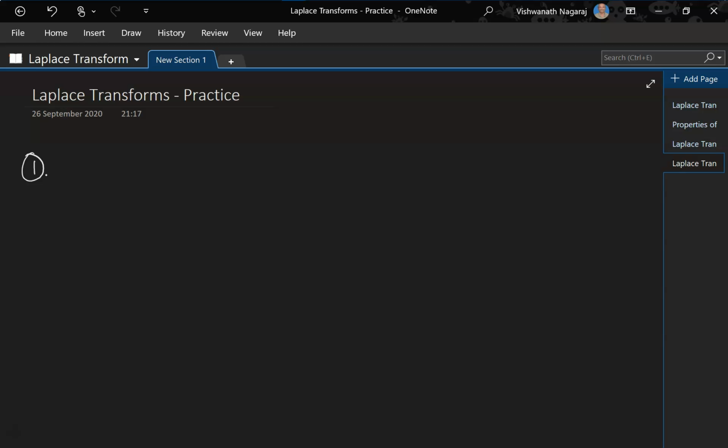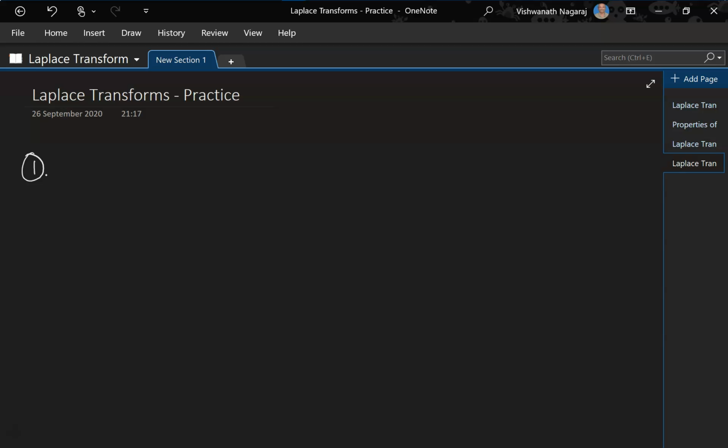And remember, we can take it separately. We know what this is. This is 2 factorial by s to the power of 2 plus 1, that is 3, minus, we know this is 1 by s cube, 2 minus s square. So that is the Laplace transform.